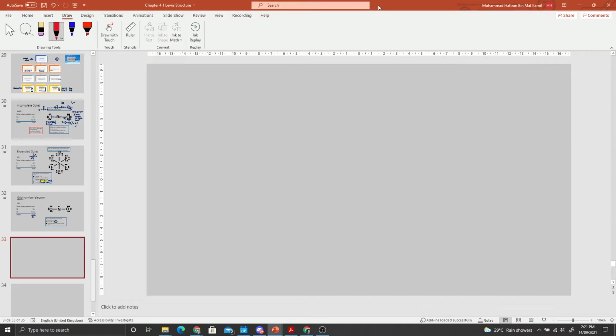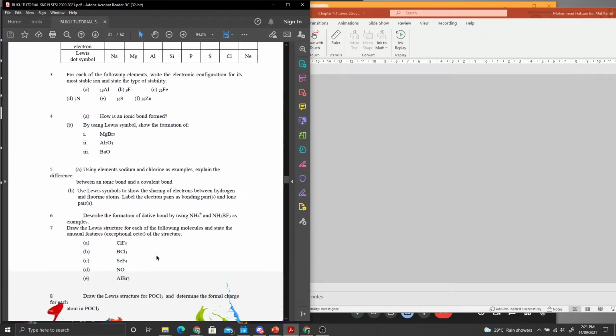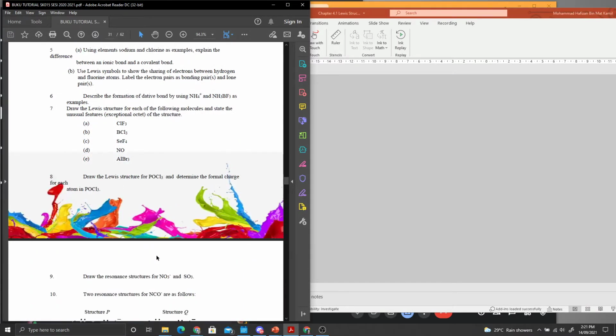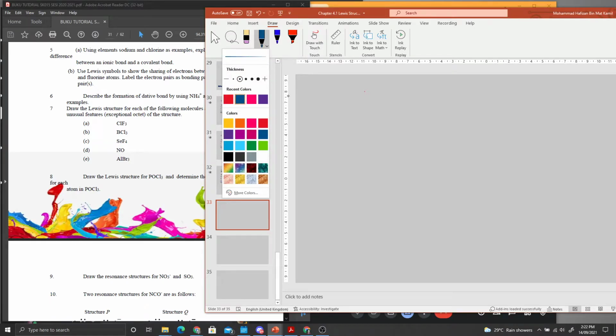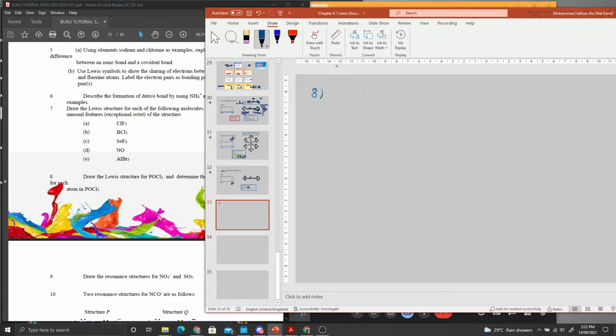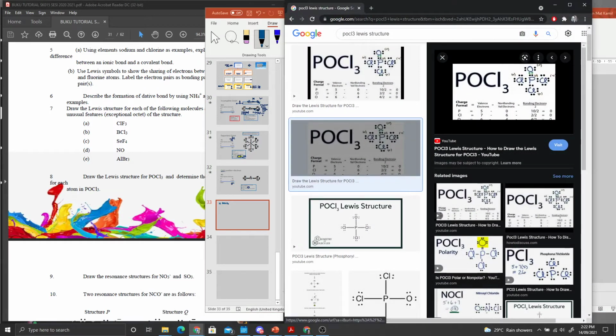Now I akan bincang one soalan from tutorial. Kalau you guys tengok tutorial korang, chapter 4, soalan number 8. Soalan nombor 8, dia tanya pasal POCl3. Dia punya soalan, dia tanya, draw all possible Lewis structures for POCl3.